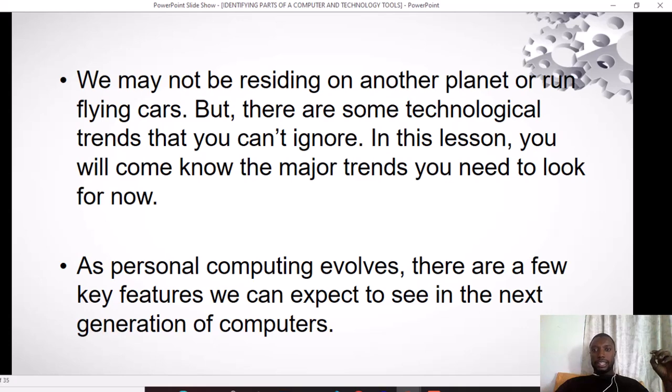We may not be residing on another planet or flying cars, but there are some technological trends that you can't ignore. In this lesson, you will come to know the major trends you need to look for. Some of these new trends are already ongoing in the system, some are yet to be released, and some are already in use. We will get to know all of this. As personal computing evolves, there are a few key features you can expect to see in the next generation of computers.